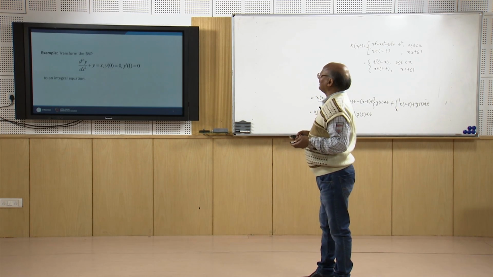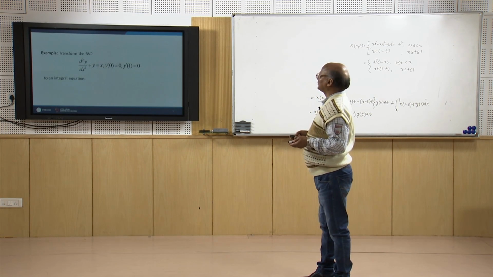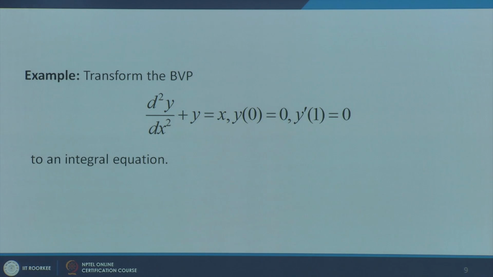There is one more example, d²y/dx² + y = x, where we have taken two conditions on the dependent variable y. The first condition is y at x = 0 is 0, and the second condition gives the derivative of y at x = 1, which is also given as equal to 0. So this is again a boundary value problem, and it can be similarly converted into an integral equation, which will be a Fredholm integral equation of the second kind.